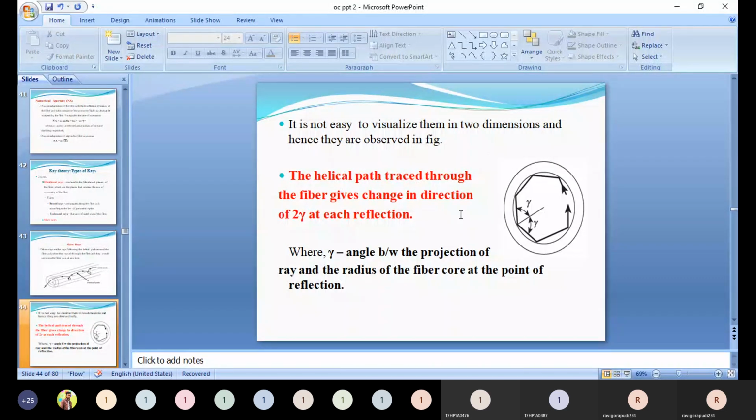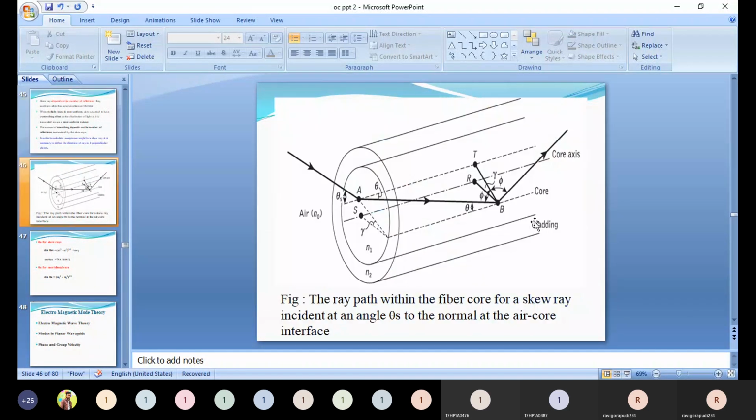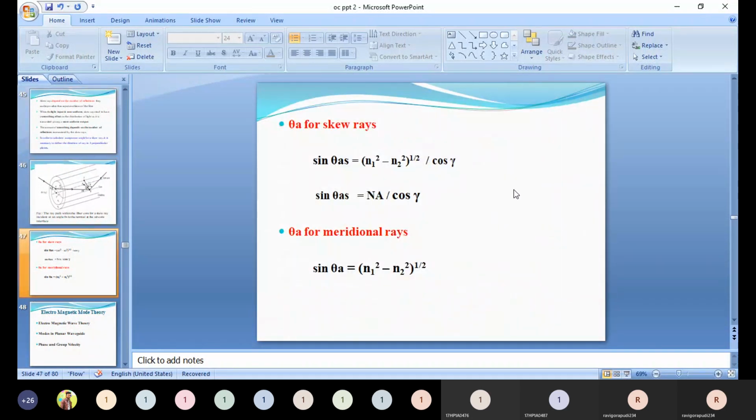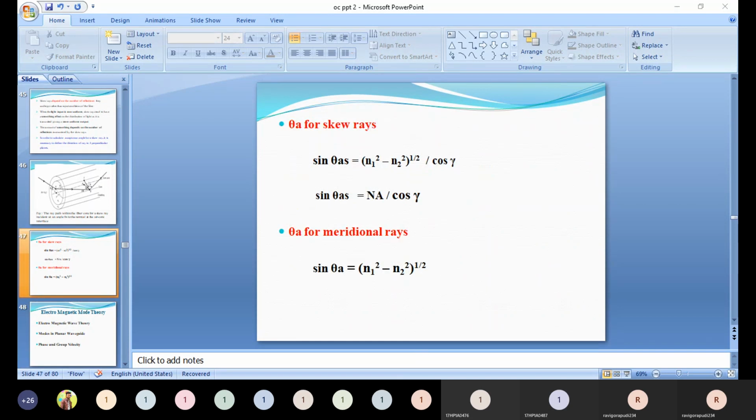Here this can be shown two-dimensionally by this diagram, and for each reflection the angle taken by the ray is 2 gamma. And in the same manner, acceptance angle for both skew rays and meridional rays. Is it clear, all of you? Any doubt, anyone?